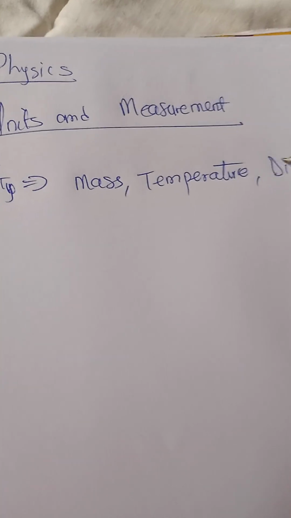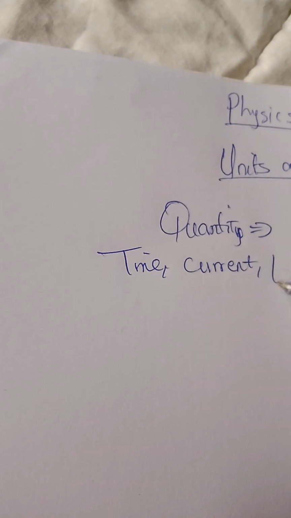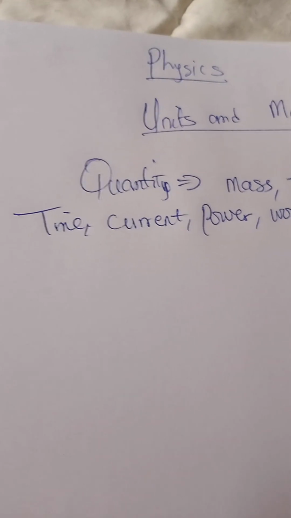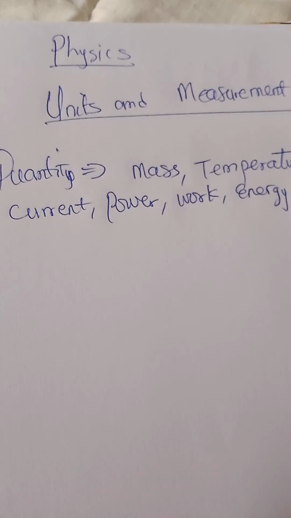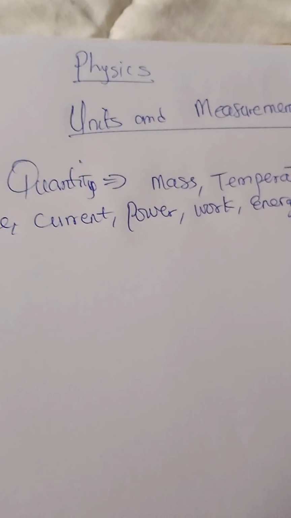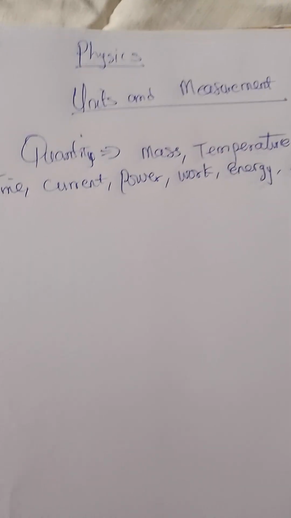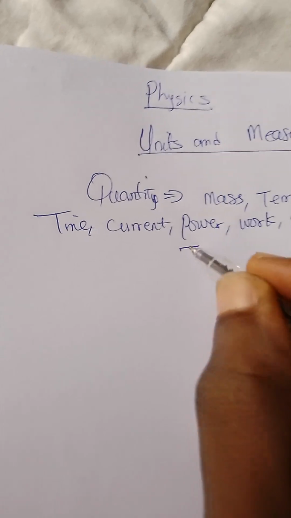You can measure distance. You can measure time. You can measure current. You can measure power. You can measure work. You can measure energy. And many more. So these are referred to as quantities because they can be measured. Then quantity is divided into two types. We have two types of quantity.